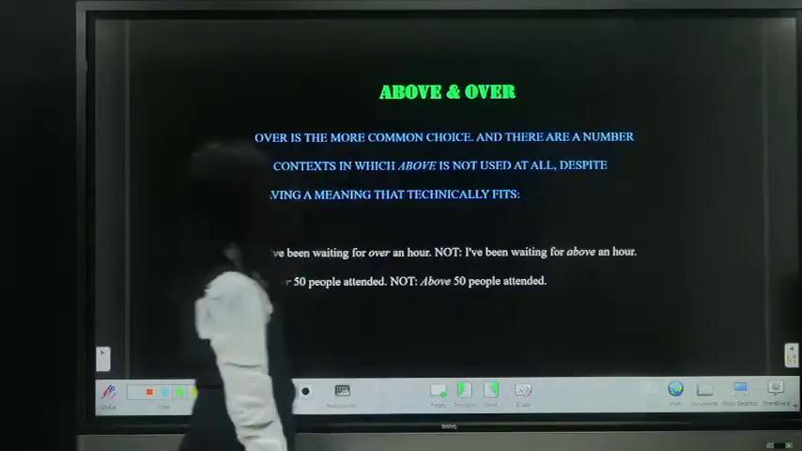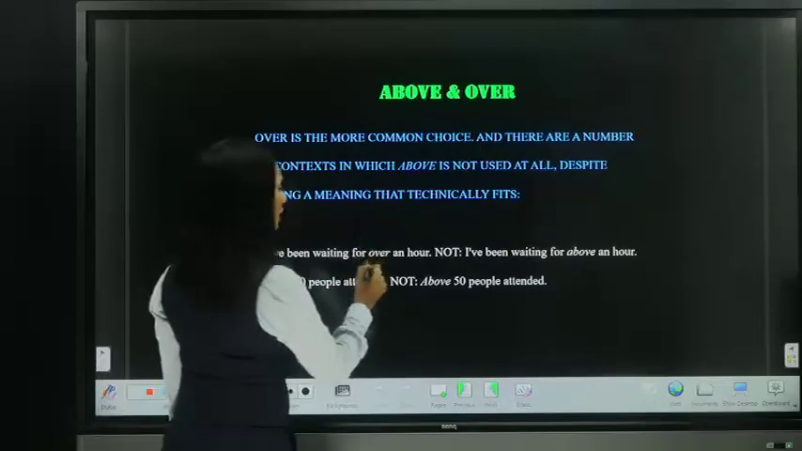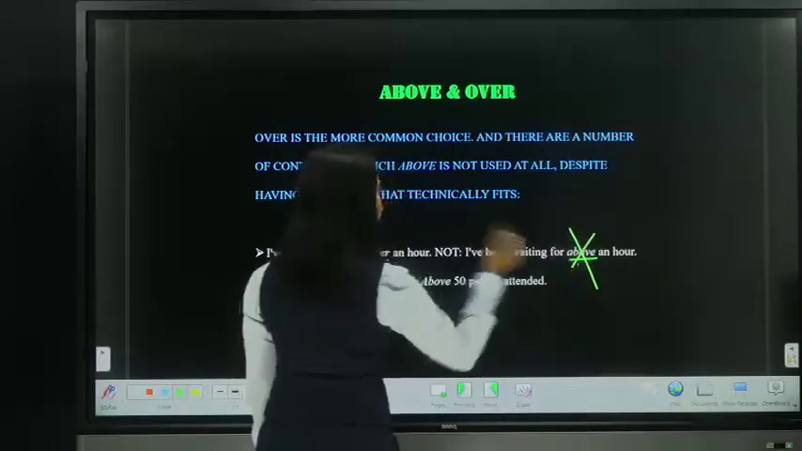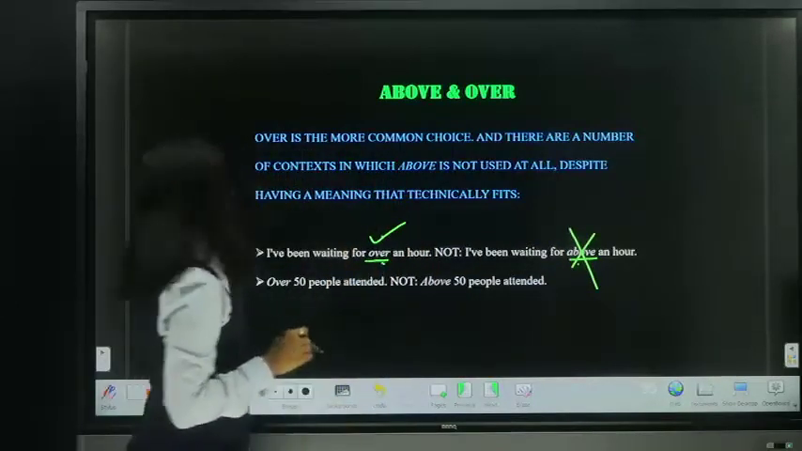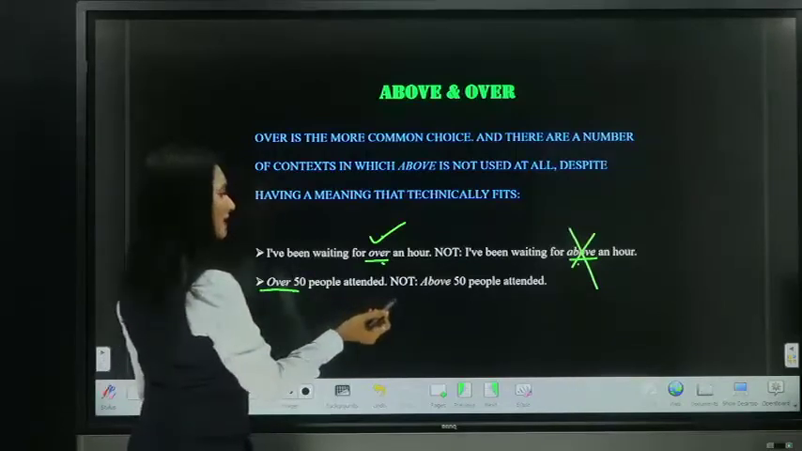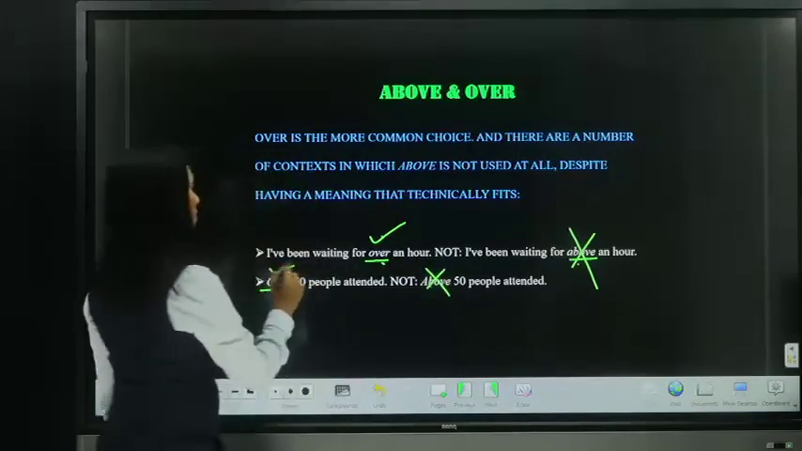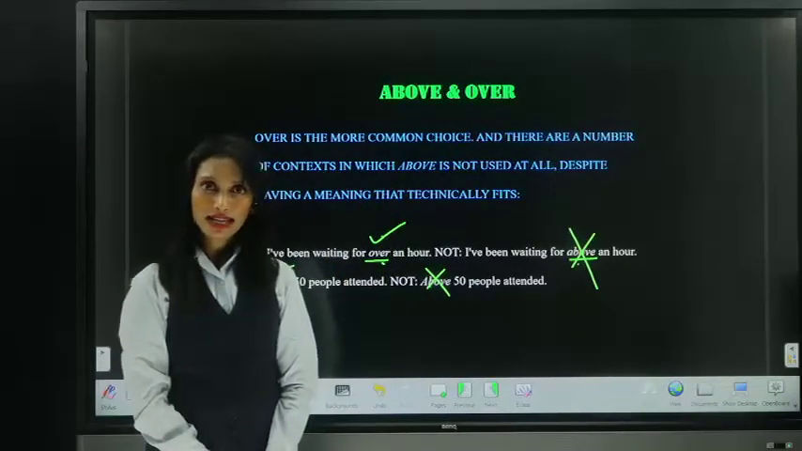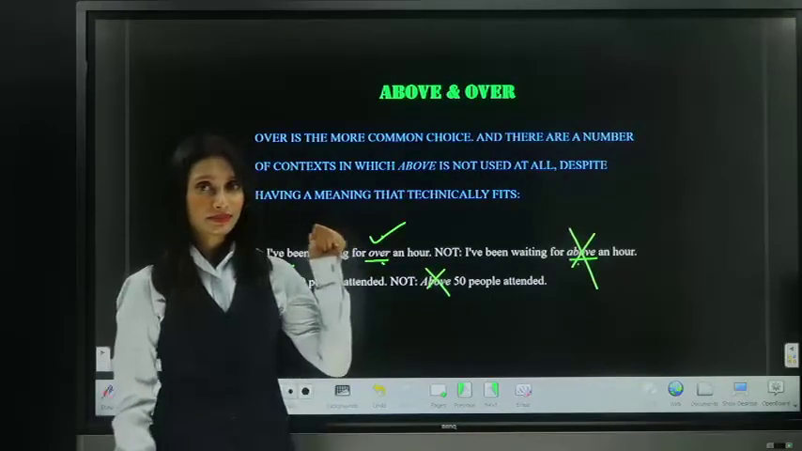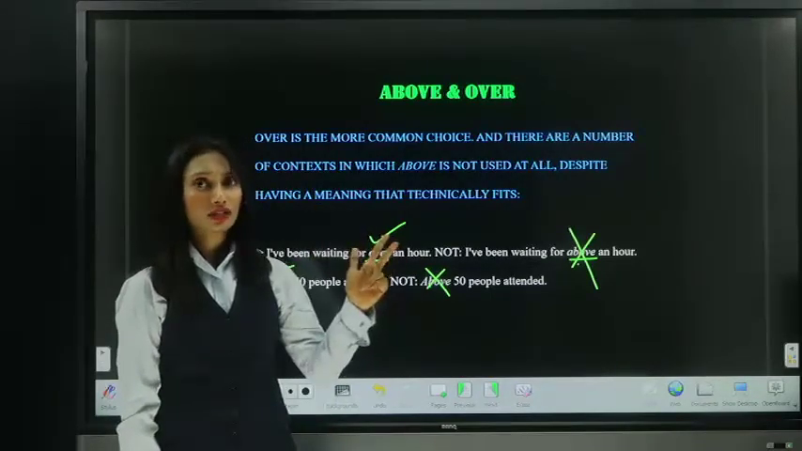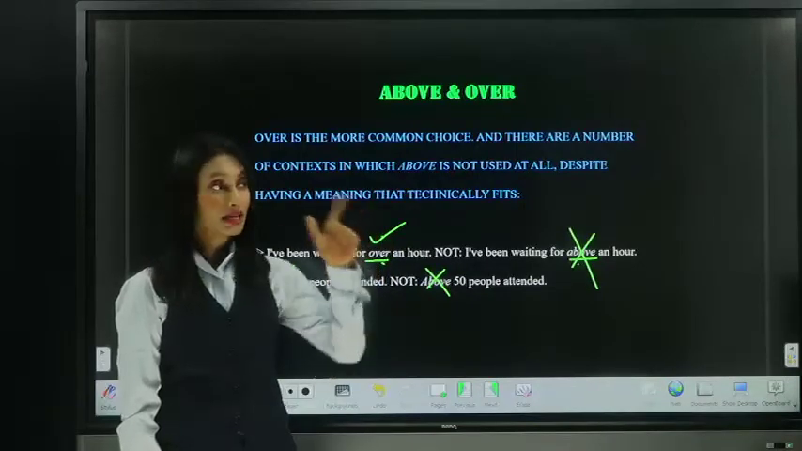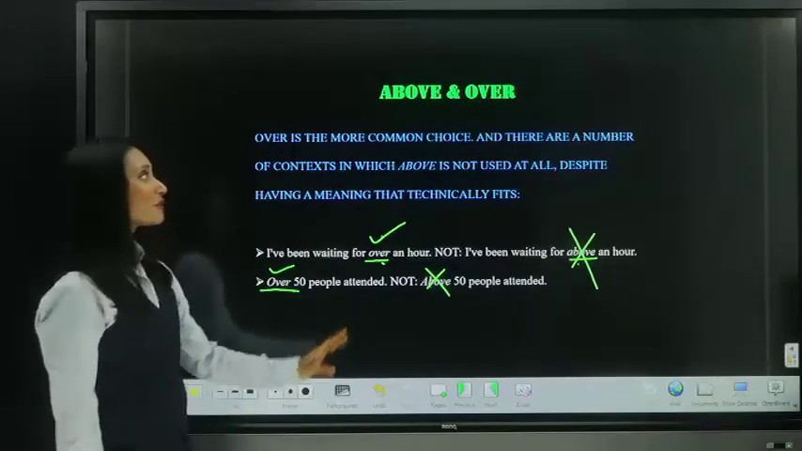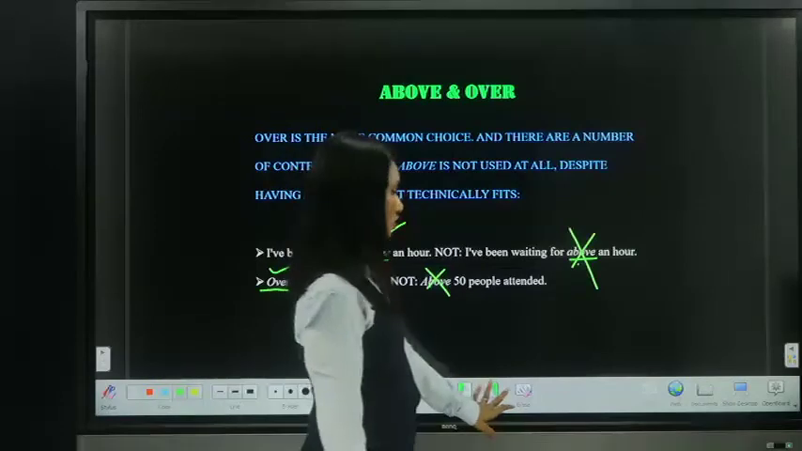For example, look at these examples. I have been waiting for dash an hour. Over or above? We'd use over an hour, not above an hour. Over 50 people attended, not above 50 people. It should be over 50 people. So these are the 6 usages of over and above. Remember, they can act as prepositions, adverbs, and adjectives. As adjectives, there is no overlap in the meaning. Hence, we have discussed prepositions and adverbial usage. So that's about over and above and the prepositions of place.